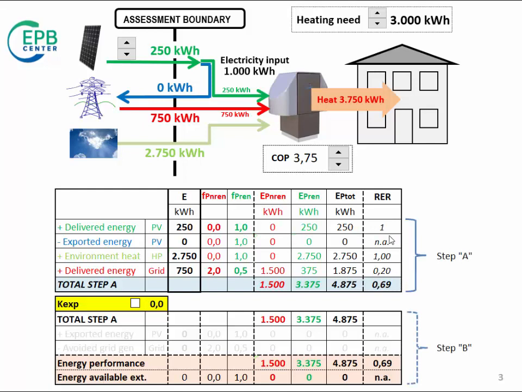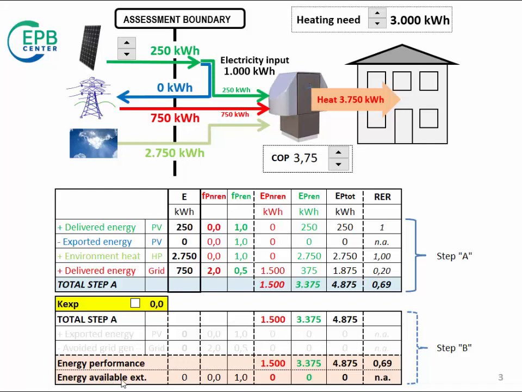To handle in a practical way option A and option B, the calculation procedure in EN ISO 52000-1 is organized in two steps, Step A and Step B. But for option A, only Step A is required and Step B is grayed out in this table. And the final result is just a copy of the result at the end of Step A. Please have a look at the video on option B to see Step B in action.